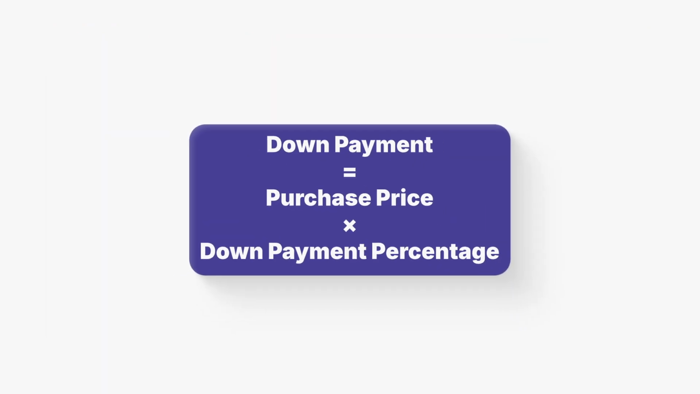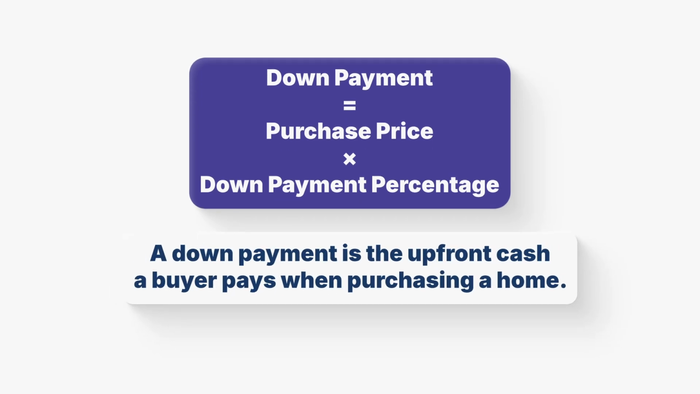Coming up with the next formula, down payment equals purchase price times down payment percentage. A down payment is the upfront cash a buyer pays when purchasing a home. It's a percentage of the total price, and the rest is covered by a mortgage. Can you solve this practice question?